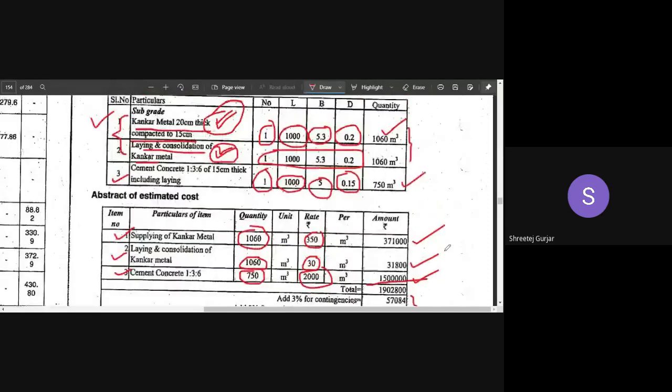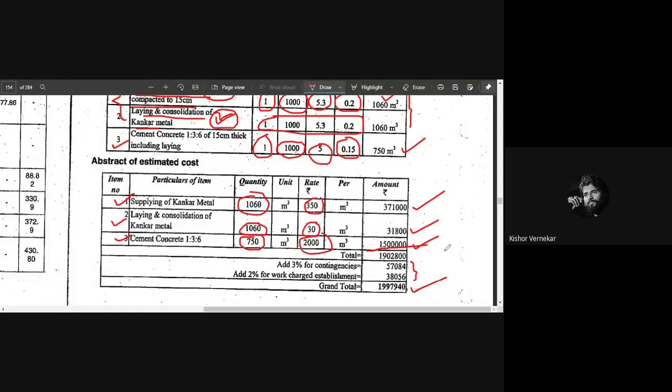Can we take 5% directly, sir? You can take 3% and 2%, but you have to mention 3% for contingencies and 2% for work charge. If you write directly 5%, you cannot write down what that 5% is of. So you have to mention them separately. For contingencies, you have kept this much amount. For work charge establishment, you have kept this much separate amount. So do not combine and write as 5%. But keep in mind, totally 5% you have to add extra.